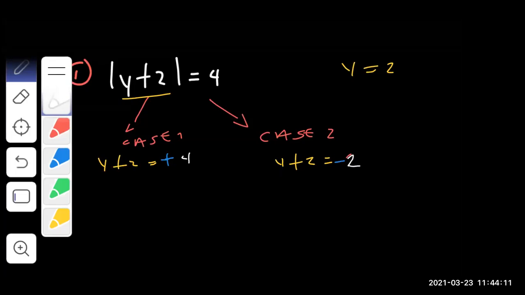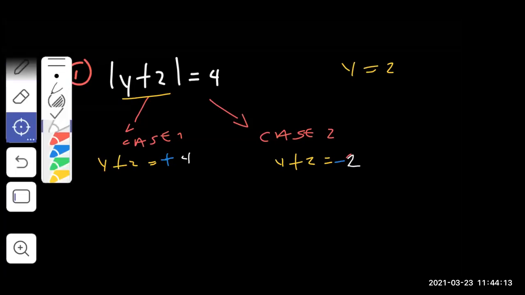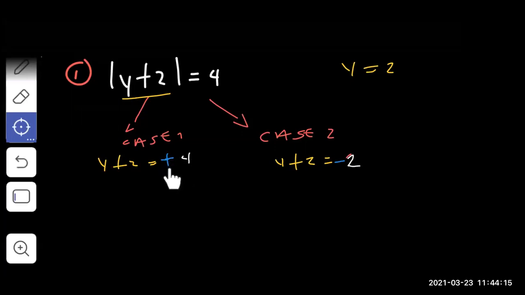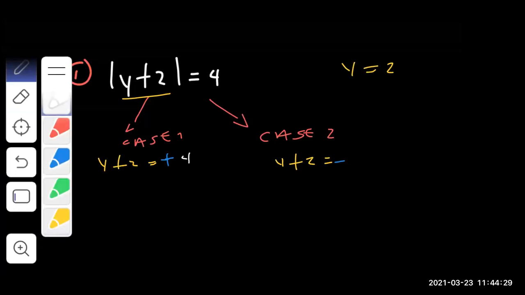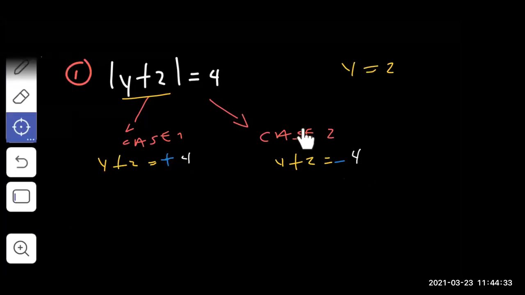The two cases, the positive and the negative. That's why, guys, one case is positive and the other case is negative. Just like that. Y plus 2 equals positive 4 is case number one. Y plus 2 equals negative 4. One is positive, the other is negative.